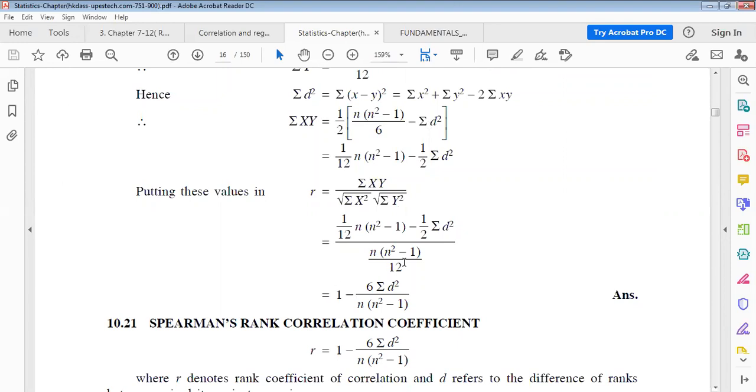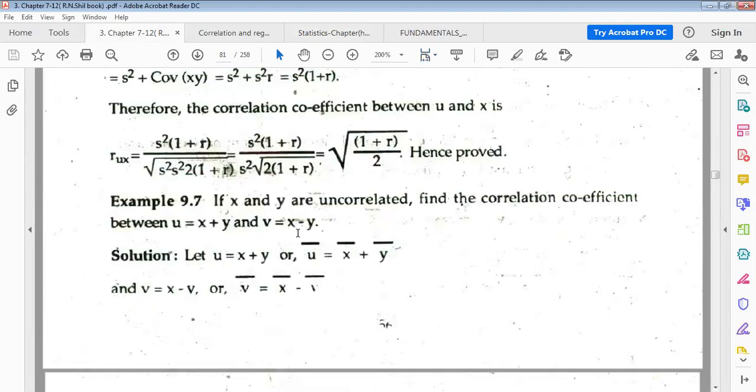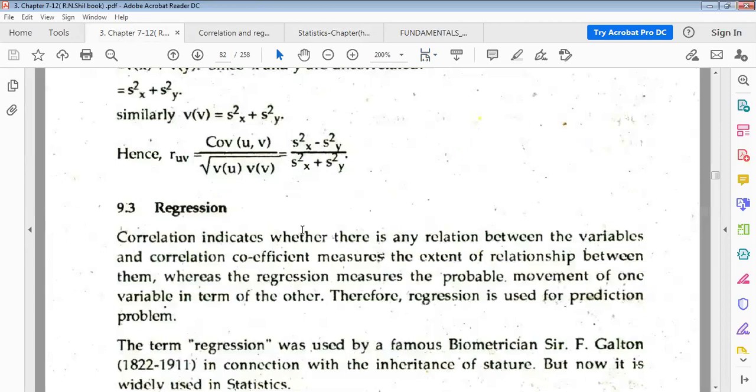Here n is the number of frequency and d is the difference between the two deviations of the variables, variates. This is the formula for Spearman rank correlation. We can solve this by another method actually.